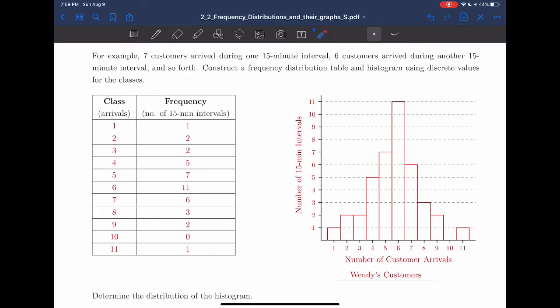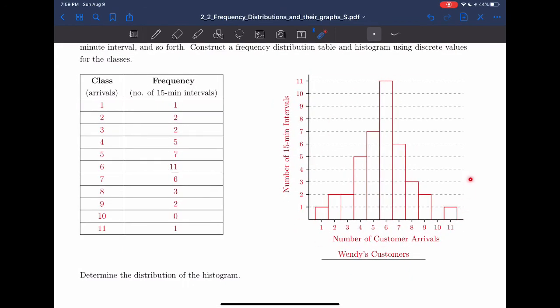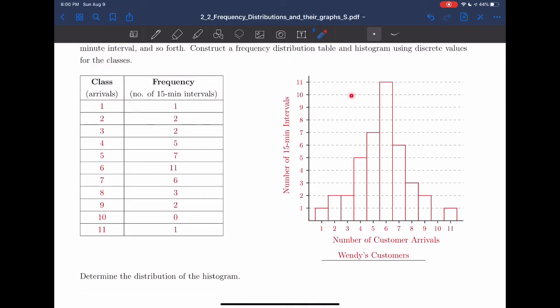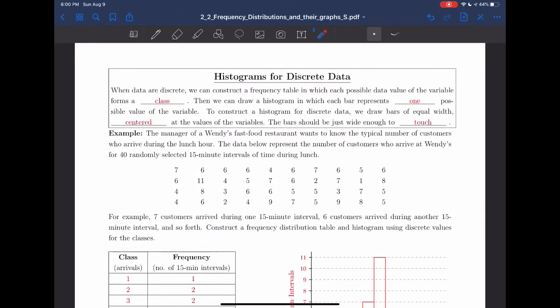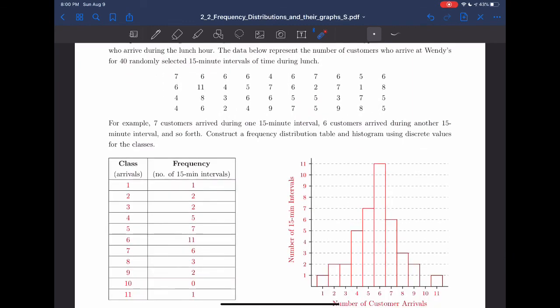Once you finish that, it's very similar to constructing a regular histogram, but you center your classes right in the middle, and the width of your bar is just large enough for each bar to touch. So you see that each class is in the middle rather than one on the left, one on the right, because there's no such thing here. But the height is just your frequency. Don't worry about this too much. You won't really see this a lot, but it's good to know.